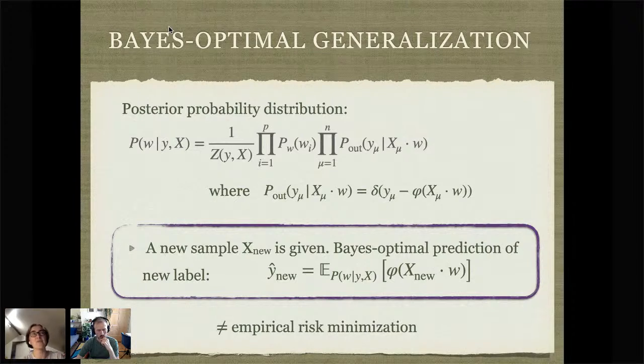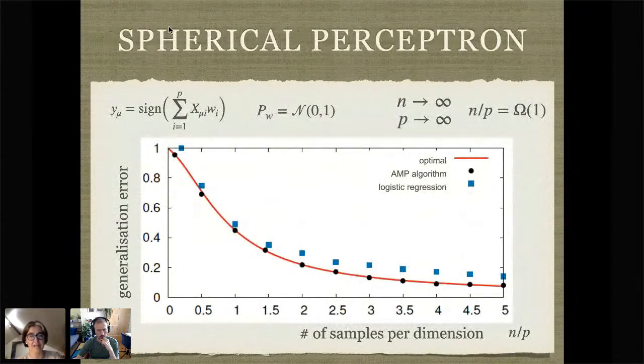And you can prove that no algorithm can improve upon this one. And it's not the same thing as doing the empirical risk minimization. So that's what was analyzed back then, and that's what we analyzed in this simple teacher-student perceptron.